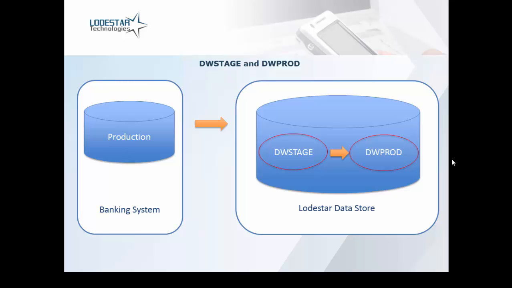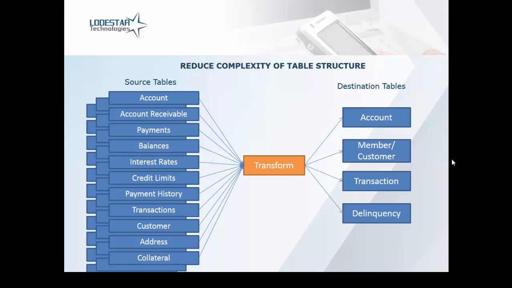Now the difference between the two is when we pull data from banking production or any of those other third-party systems, we drop it into the DW Stage area. Now in that area it looks just like it looks in production, so it's a mirrored copy. From there we run our overnight process against it that moves the data over into the DW Prod schema and simplifies the data structure so that it's easy to report on. And that's the end goal that we're trying to get to.